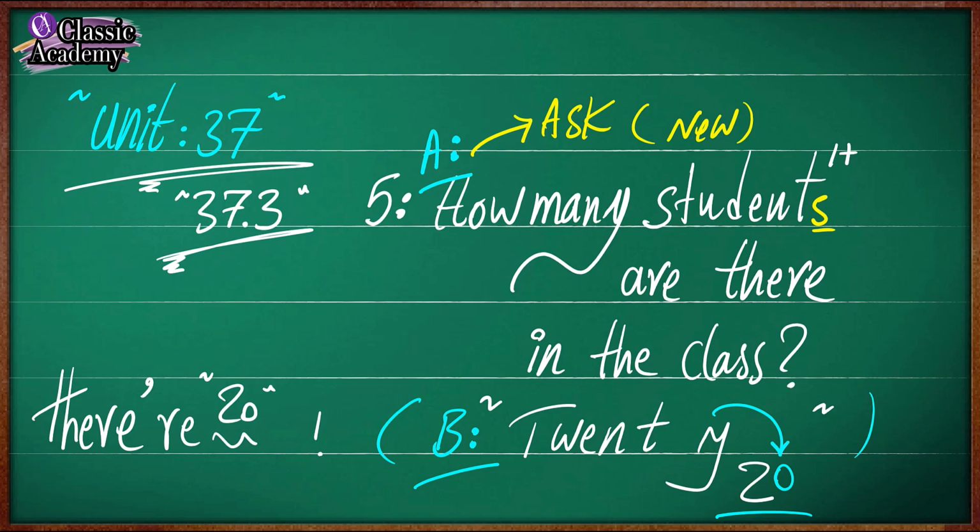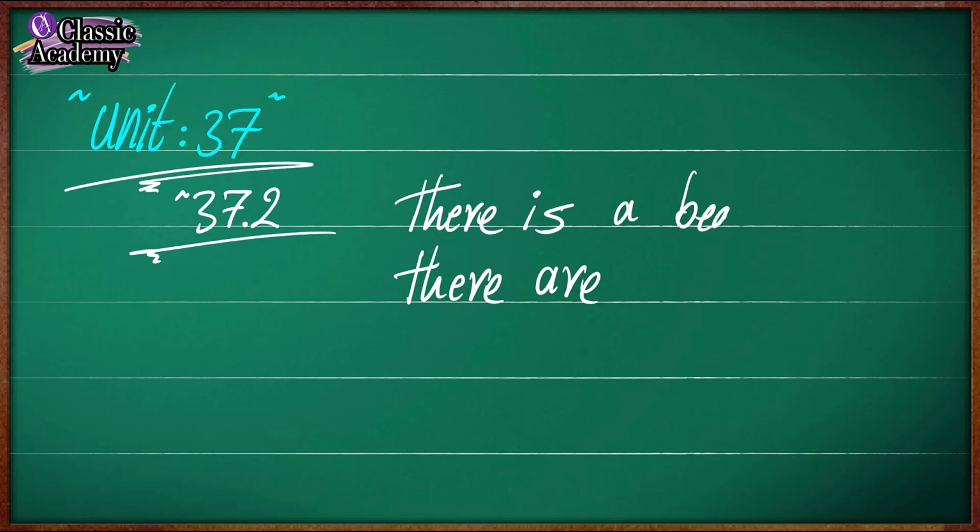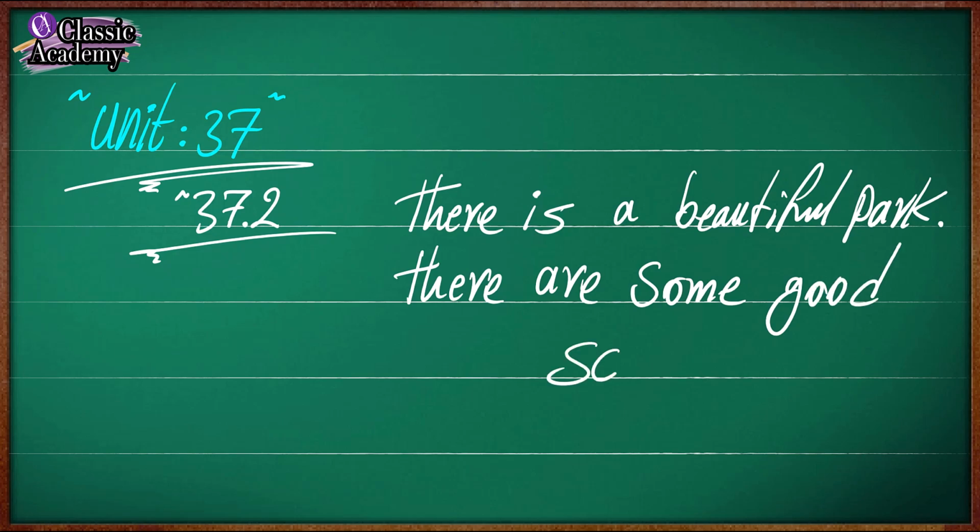Let's go to 37.2. That is a very interesting exercise there too. Well, the question is very general and interesting. It says, write sentences about your town or a town that you know. Use there is because we are going to show one single thing, or there are because there are some important things. Okay, for example, I can say that there is a beautiful park. Yes, of course, a beautiful park in my town. There are some good schools. Yes, of course, why not?